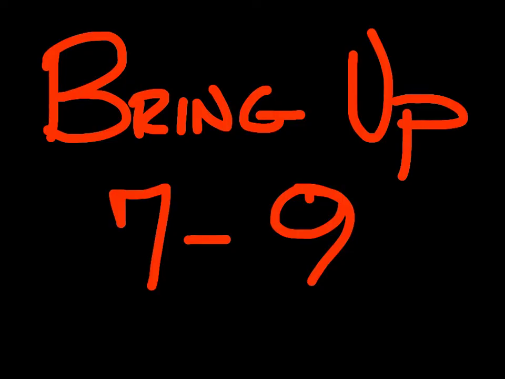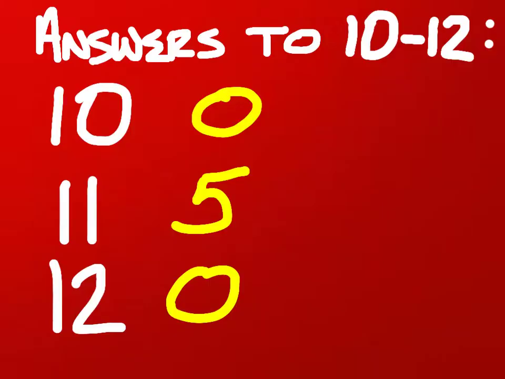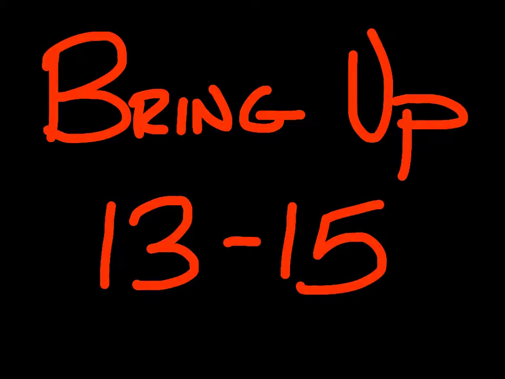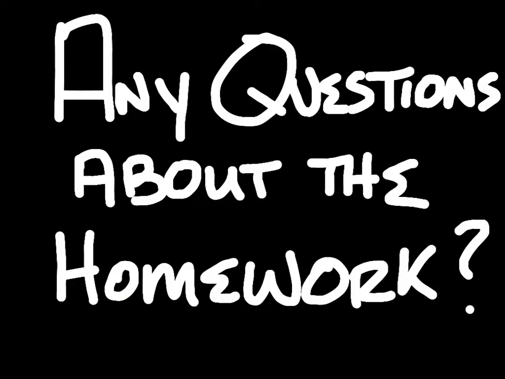Bring up 7 through 9. Okay, the answers for 7 through 9 are -8, -10, and 5. Bring up 10 through 12. The answers for 10 through 12 are 0, 5, and 0. Bring up 13 through 15. The answers for 13 through 15 are -9, -11, and 3. Any questions about the homework?